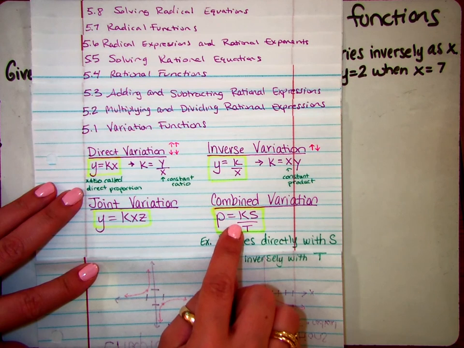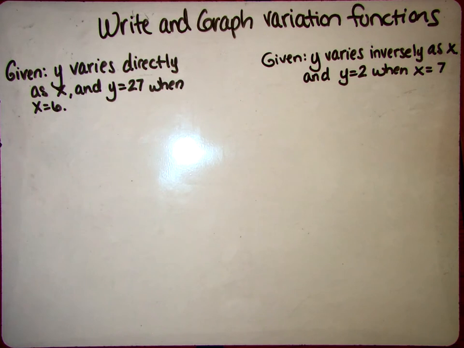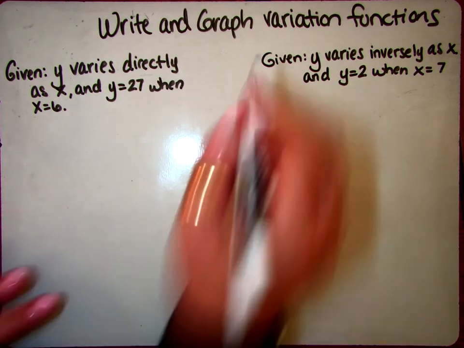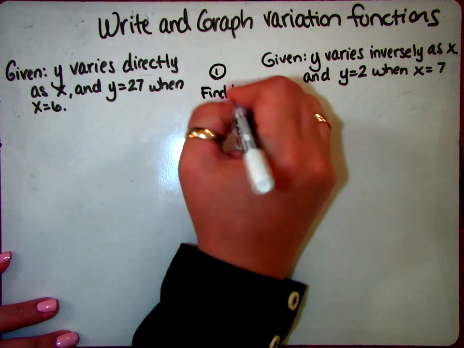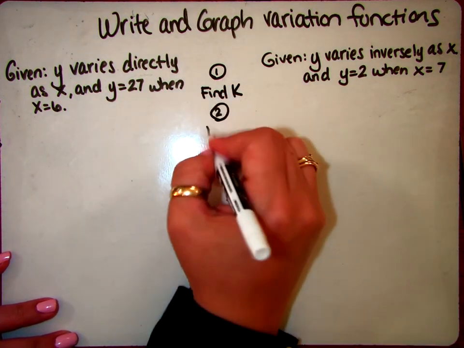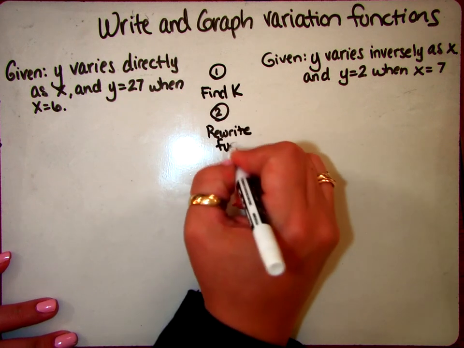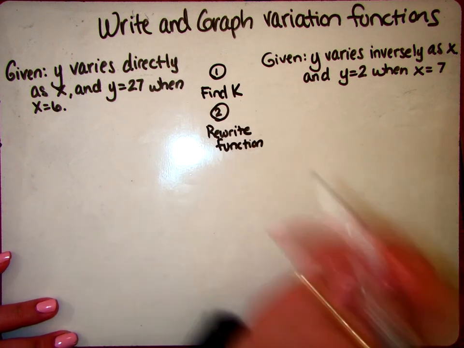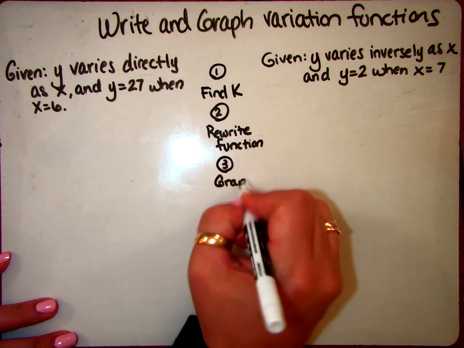And we have three steps to solve these variations and create a new function. Step one is always find k. Always step one, find k. Step two, rewrite the function. And then three, if they ask, you could graph it.